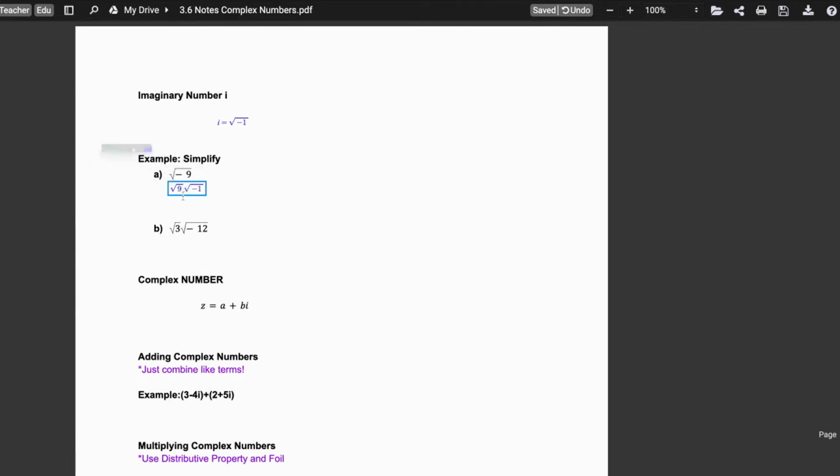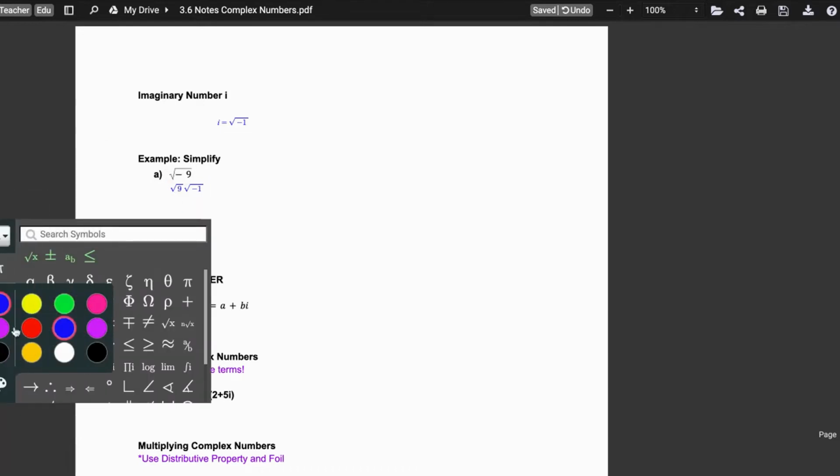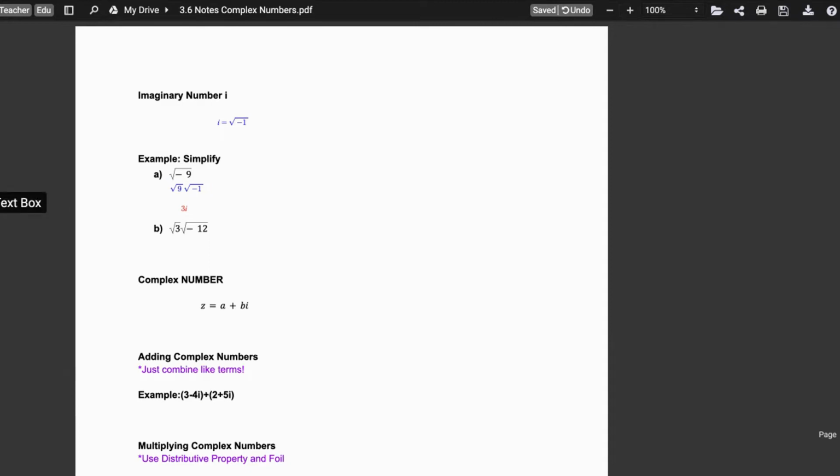The reason why I did this is because now I can simplify. I know what the square root of 9 is. The square root of 9 is 3. And then the square root of -1 is i. So it's 3i. So that's the answer. The square root of -9 is just 3i.